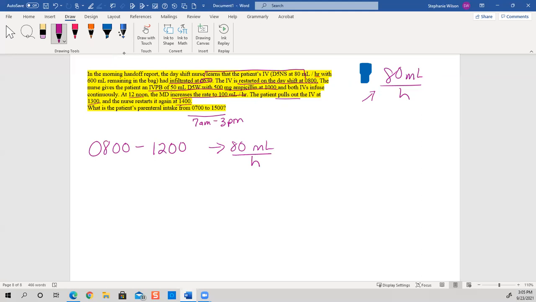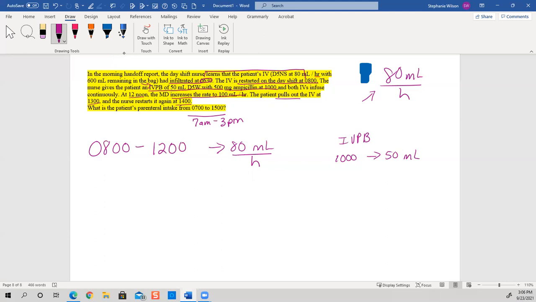Now let's go back to the IV piggyback right here, guys. I'm going to put it over here to the side. And it states that 50 milliliters of dextrose 5 water with 500 milligrams of this, I'm not going to pronounce it, anyways, was administered at 10 a.m. So at 10 a.m., they got 50 milliliters, IV piggyback. It fell within that window, so I'm going to count it. And then we're going to go back down.